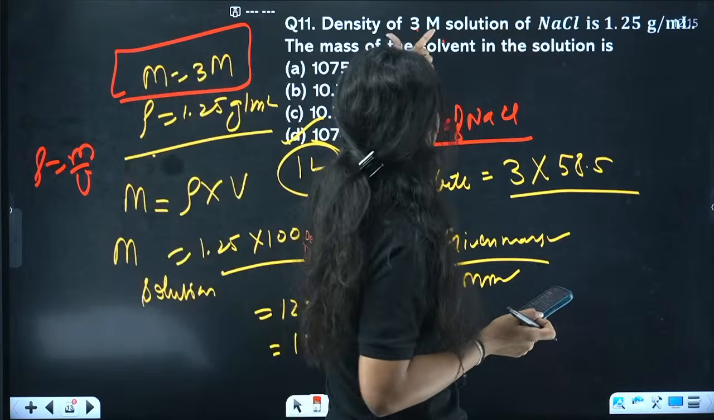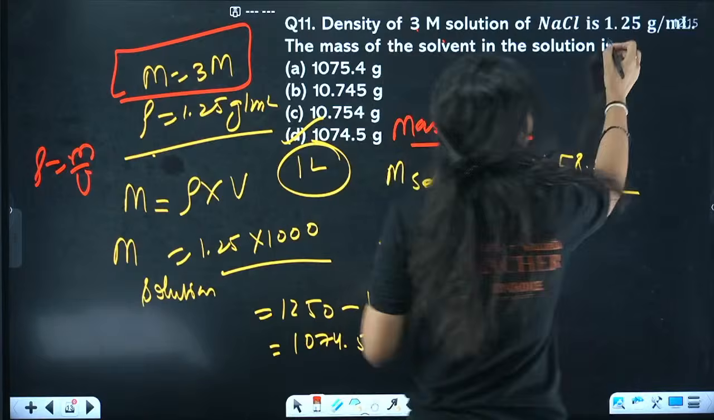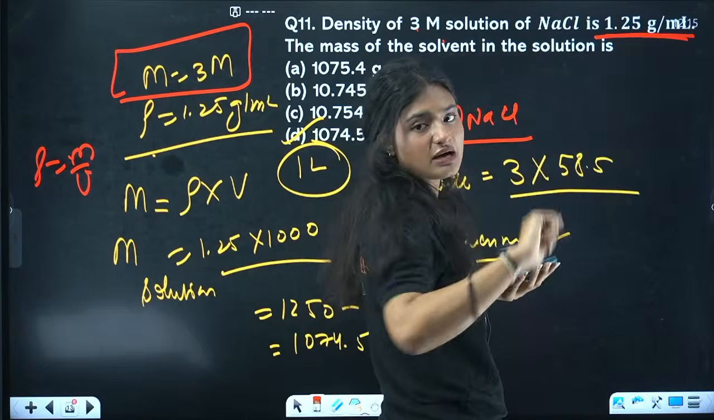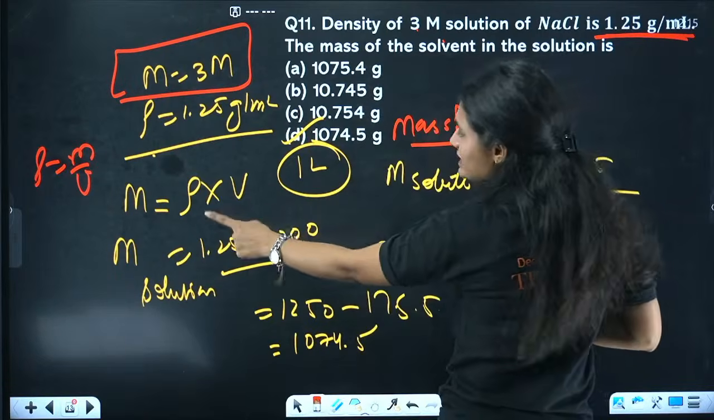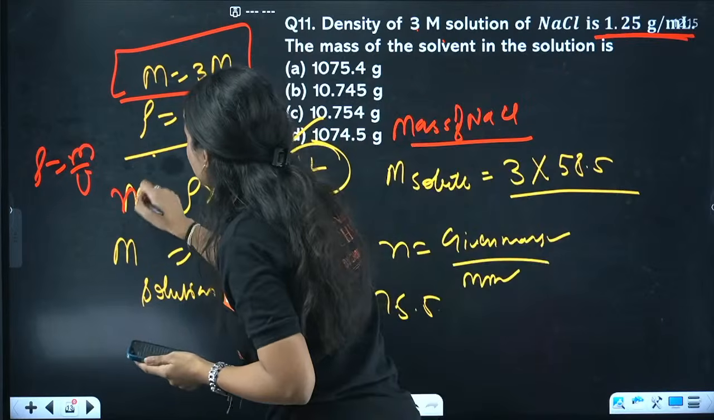NaCl, one second, density is given to us as 1.25. Using this data, we calculated the mass of the solution. How? Mass is equal to density times volume.